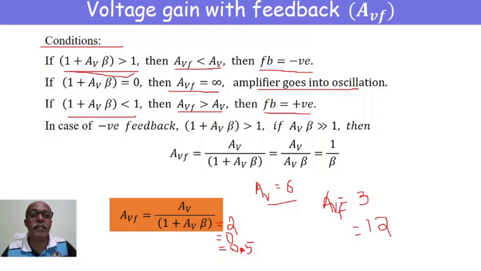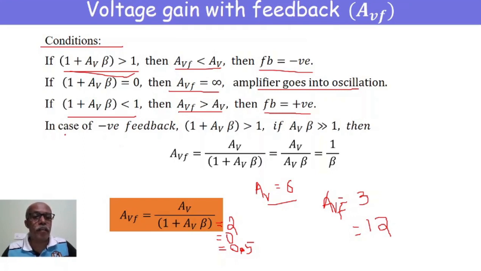If the voltage gain with feedback decreases, then it is negative feedback. Then the feedback applied is said to be negative. Or in other words, the reverse: if the feedback applied is negative, the voltage gain with feedback decreases. If the feedback applied is positive, the voltage gain with feedback increases.